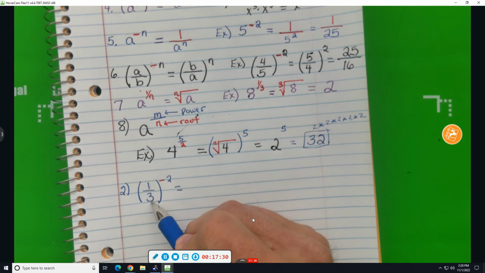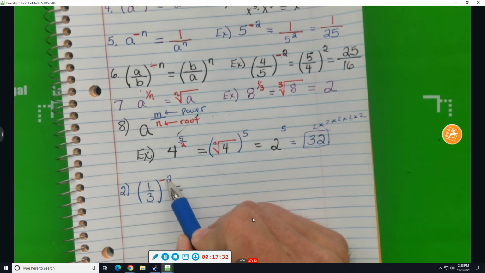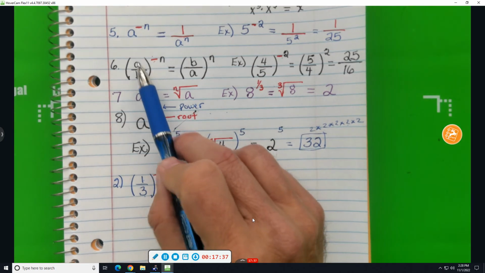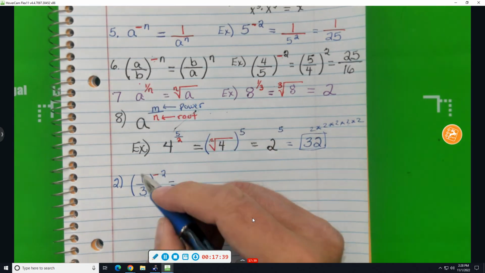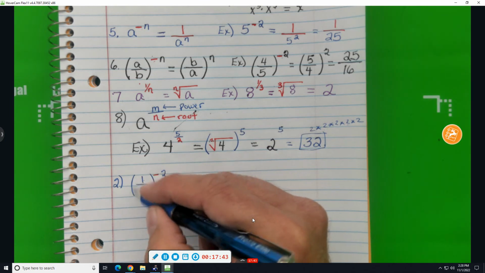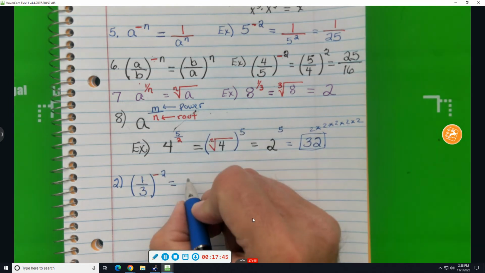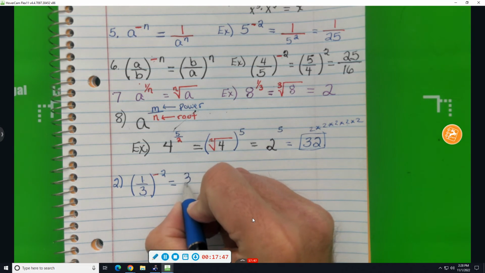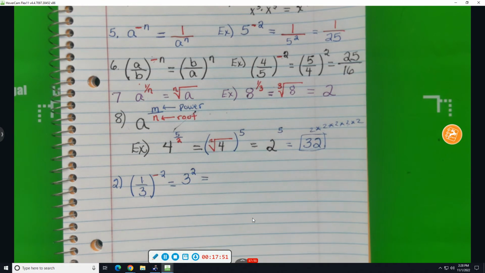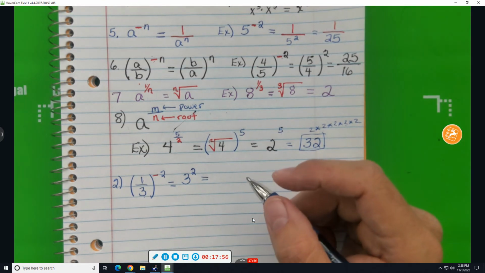Now, we have a fraction raised to a negative power. So that's rule 6. To raise a fraction to a negative power, you flip the fraction. Well, when we flip the 1 over 3, we don't need to write it as 3 over 1. Just write it as 3 squared, which is 9. Okay.